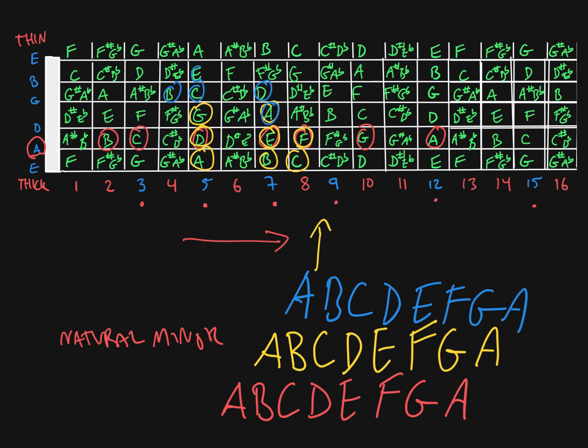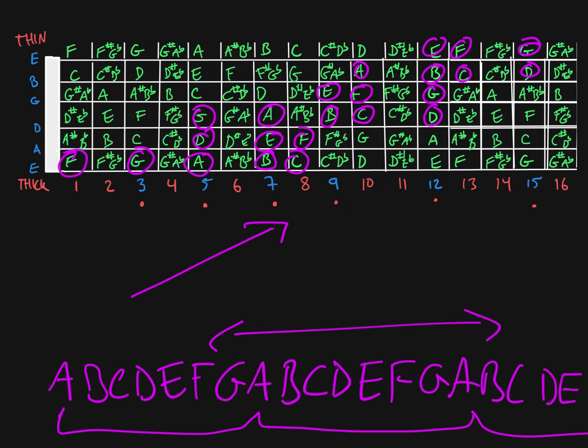Now if we move to a second octave, A, B, C, D, E, F, G, A. Now that gives us a shape that moves across two octaves. See, that's our secondary octave.